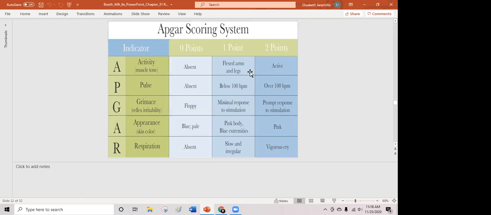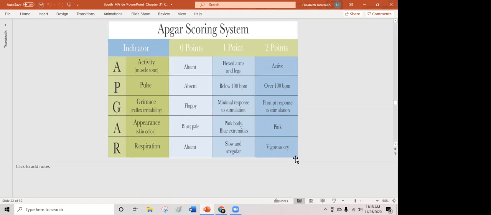So he gets 1 point if his arms are flexed when he pops out, right? He has a pulse, but it's below 100. Minimal response to stimulation. Like, yeah, he responds, but he's not crying or anything. He's not throwing a fit, or he's pink, right? He has a pink body. Maybe his little fingers or toes are just a little blue. And then the respiration, he's breathing, but is it slow and irregular? Are you having to help him out?